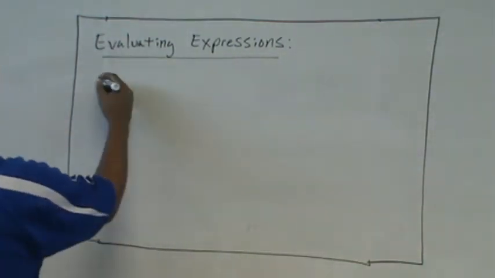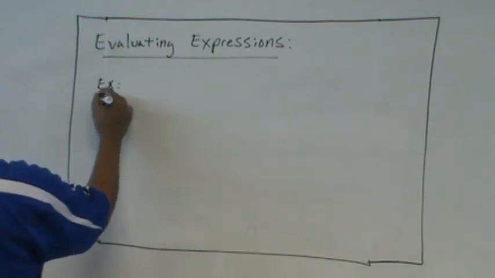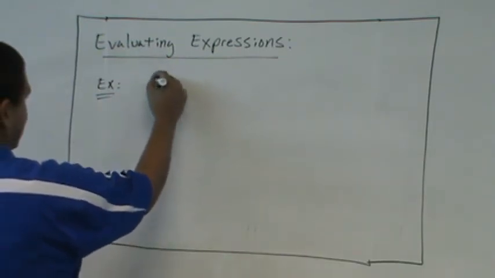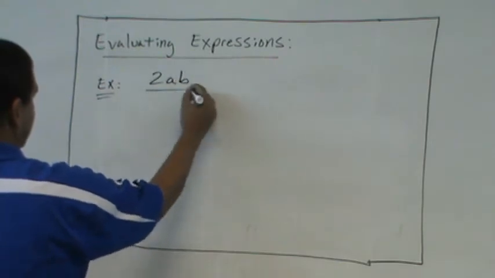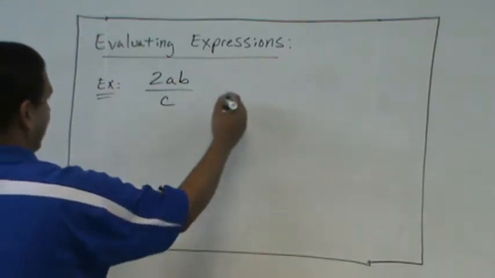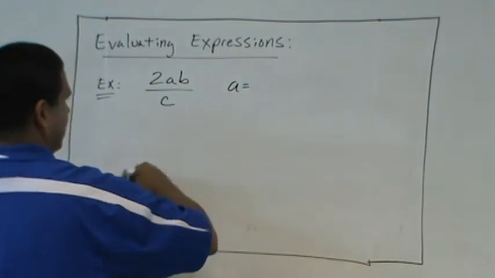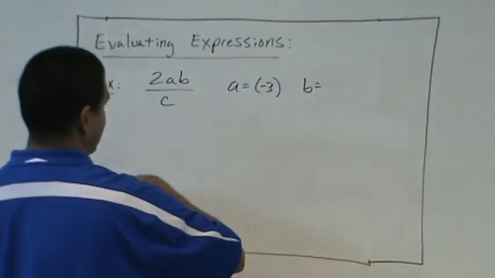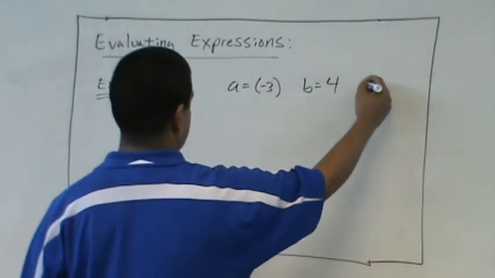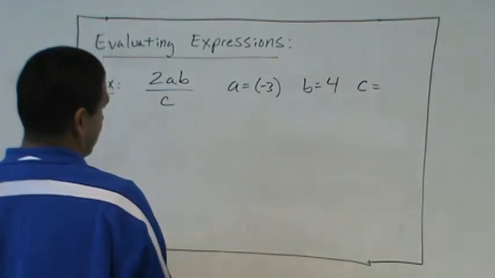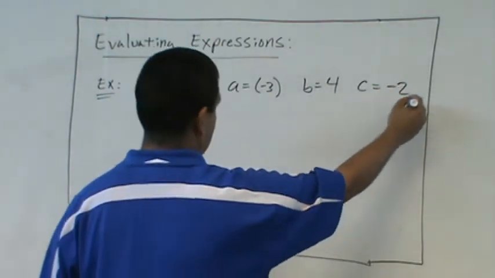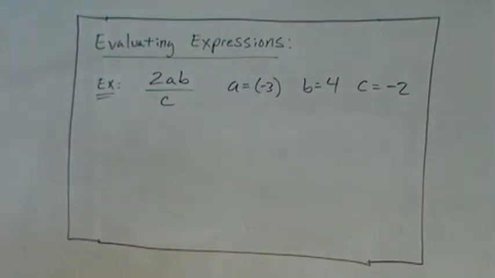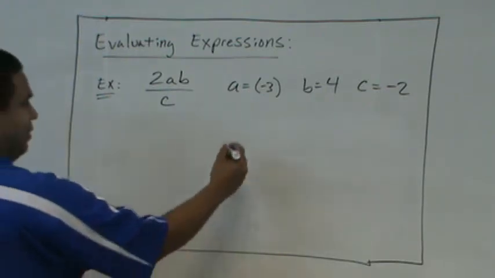Let's try a different example. What if we have 2ab over c, and a is negative 3, b is 4, and c is negative 2. So again, what's the first thing we need to do? Substitute. Very good.